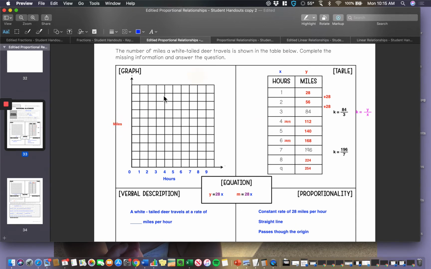Now, how do you know what it's increasing by? Well, I can take 1 hour and figure out how many miles that was. So I knew that it was 28. So I can place 28 where it will meet 1 on my graph. And I can do the same for each one of these values. So I'm increasing by 28 each time on these lines. So just give me a moment to do that.